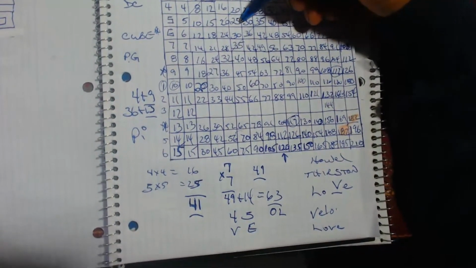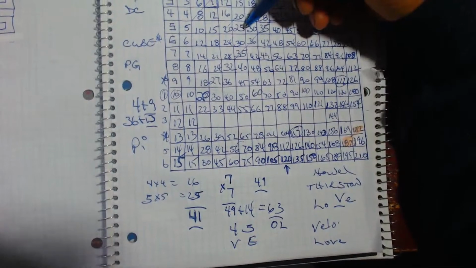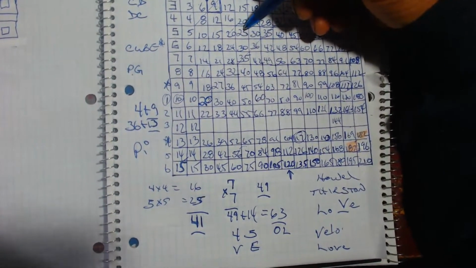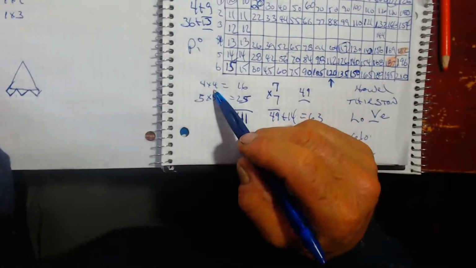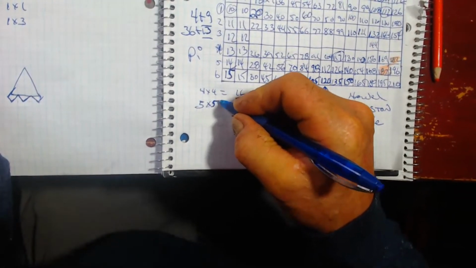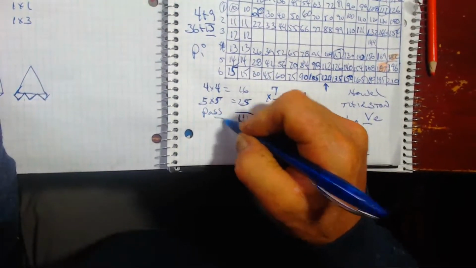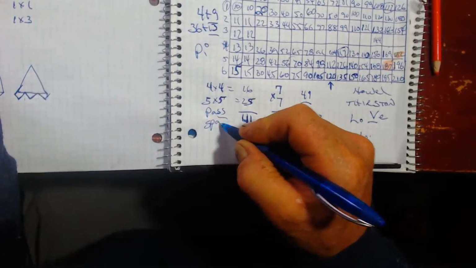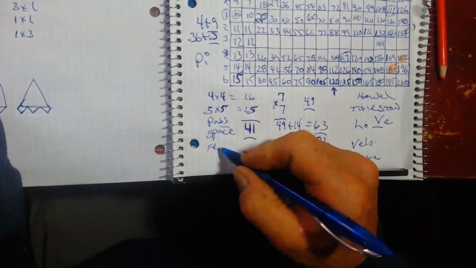Now, this is special. This is number 41. This number 41 was created by Yo 11, the student. It is 4 by 4 and 5 by 5. This is where we get the pass. This is where we get space. This is where we get the freedom.